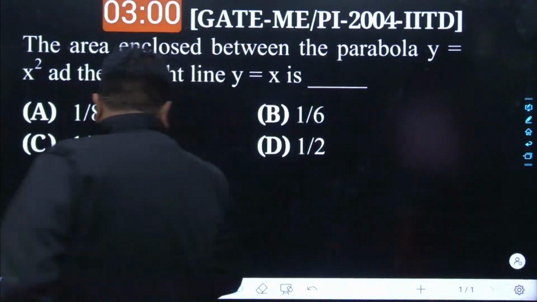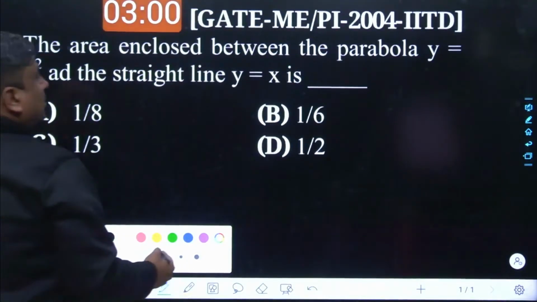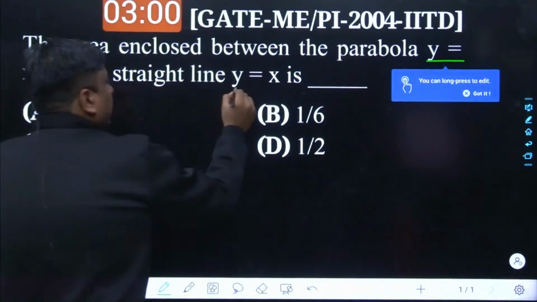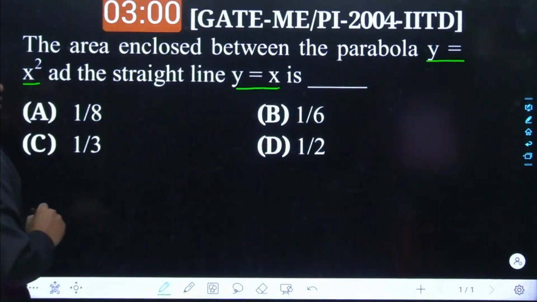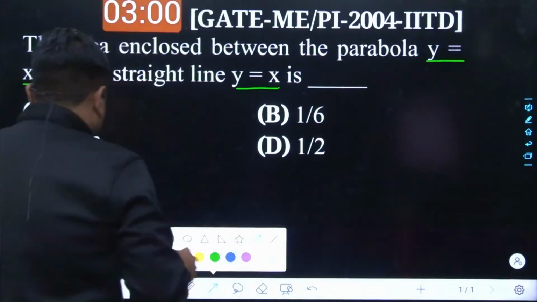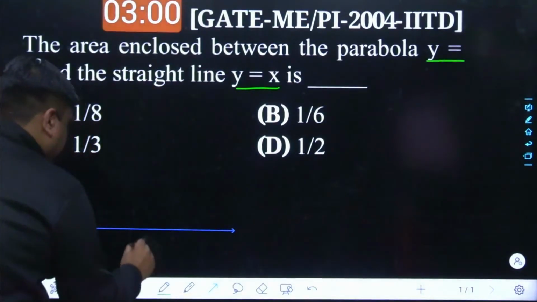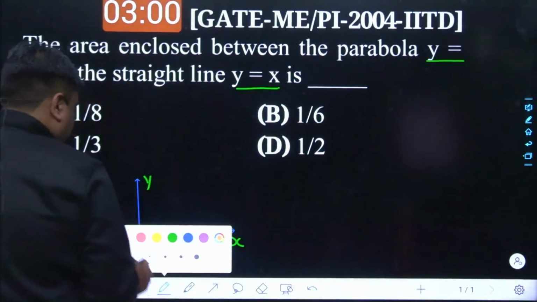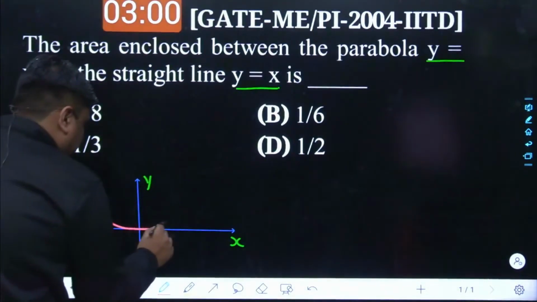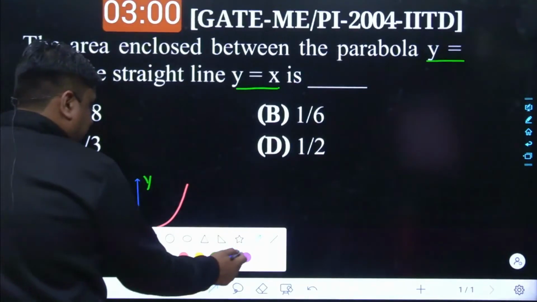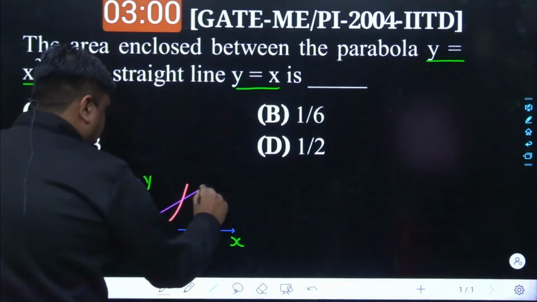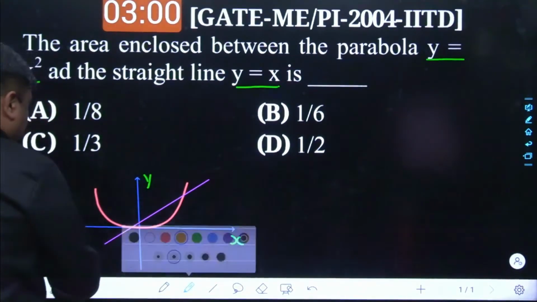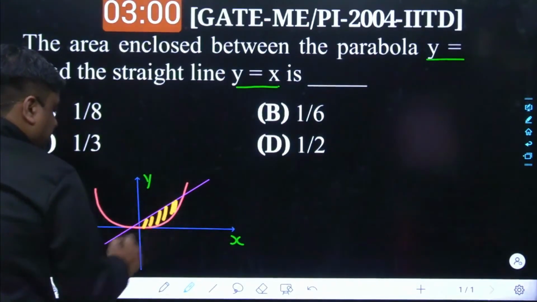Let me focus on the two different curves we have in this problem. This is y = x, which is going to be a straight line passing through the origin, and y = x² is going to be an upward-facing parabola. So let me take an xy plane. Here comes the x-axis, here goes the y-axis. y = x² is going to be an upward-facing parabola, as communicated earlier, and similarly y = x is going to be a straight line like this. So this is the region for which the area is to be calculated.